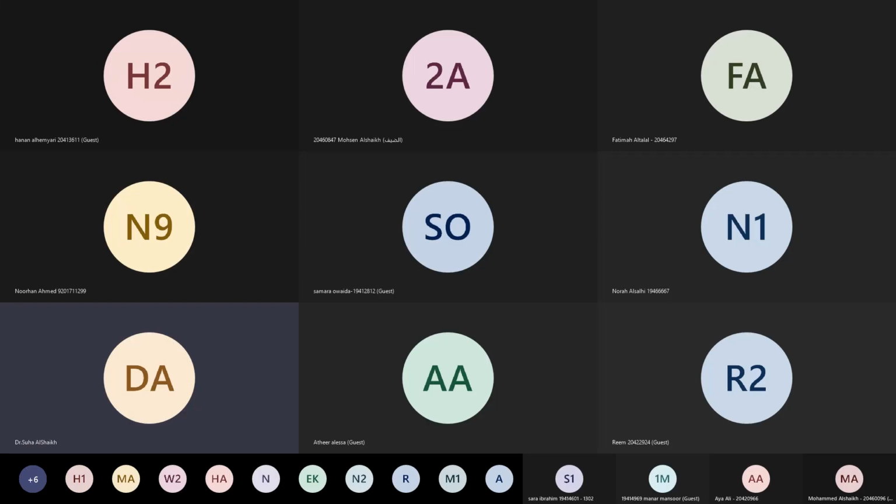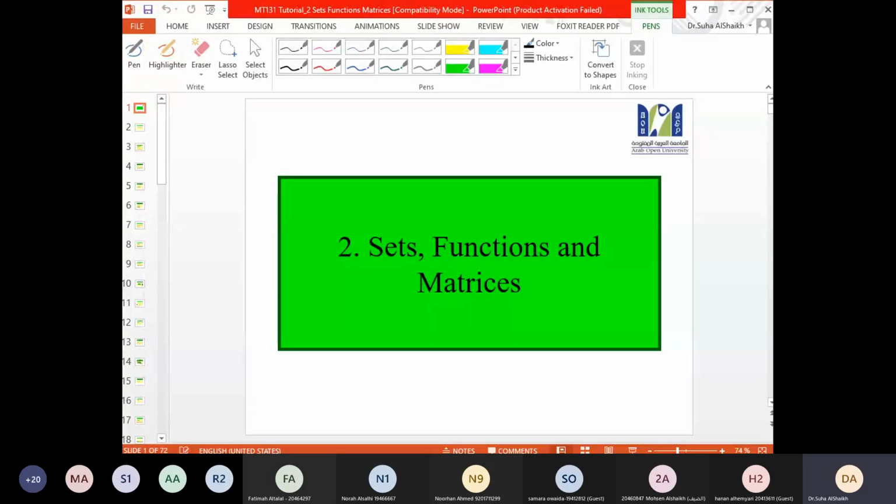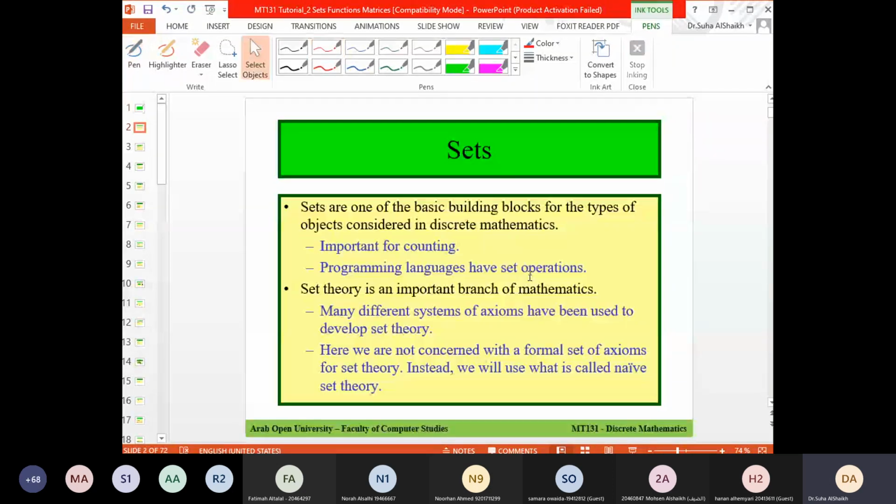So today we are doing tutorial 2, which is sets, functions and matrices. We are going to talk about three things as you can see. We talk about the sets and the functions, and last we will talk about what we call the matrices. Now first of all, what do we mean when we say set?